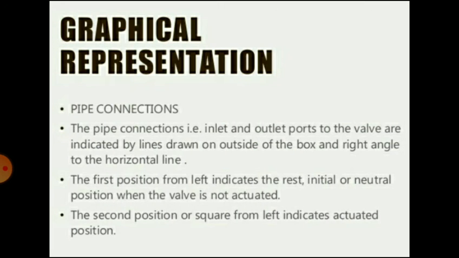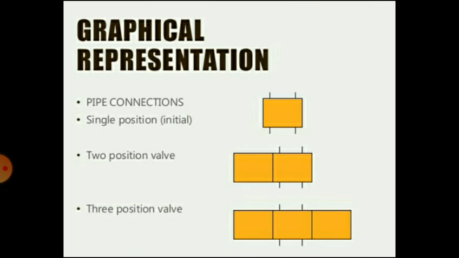Then pipe connections. The pipe connections, that is inlet and outlet ports to the valve, are indicated by lines drawn on the outside of the box, at right angles to the horizontal line. The first position from the left indicates the rest, initial or neutral position when the valve is not actuated. The second position or square from the left indicates the actuated position. So you can see in this diagram the graphical representation, that is pipe connections.